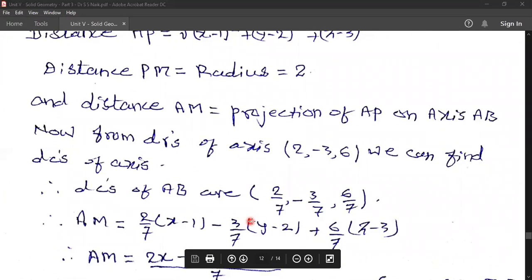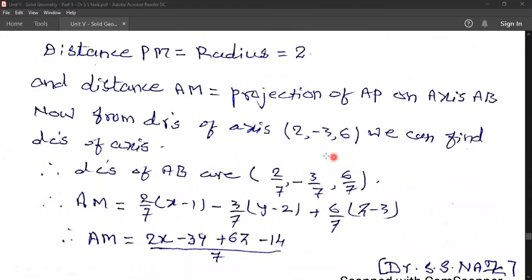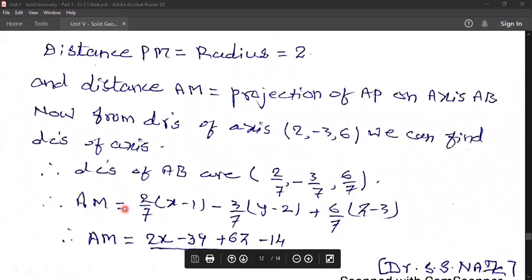The DCs of AB are 2 by 7, that is equal to 2 upon the square root of 2 square minus 3 square plus 6 square, that becomes equal to 49, and the square root of 49 is equal to 7. So therefore the DCs become 2 upon 7, minus 3 upon 7 and 6 upon 7. So therefore AM is equal to, what is that?